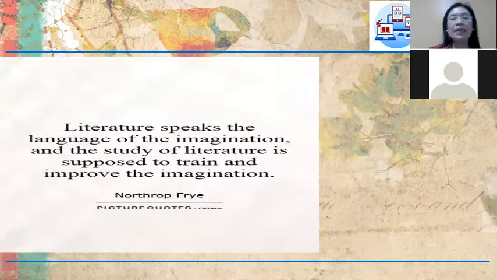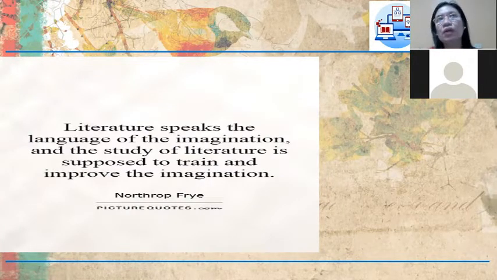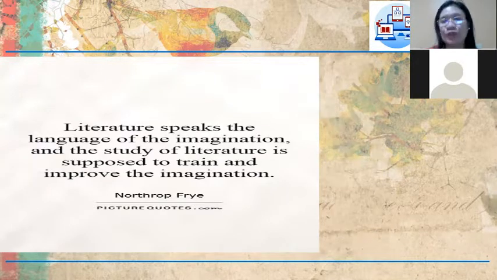Now, to sum up, literature is divided into two major divisions, which are prose and poetry. Now, we have two literary genres: fiction and non-fiction. We have also made mention of the different kinds of prose and the different kinds of poetry.